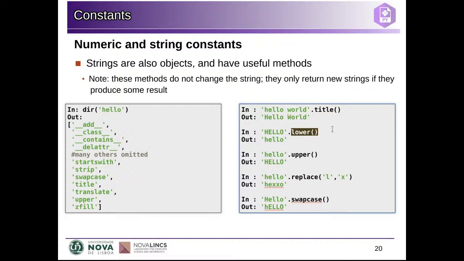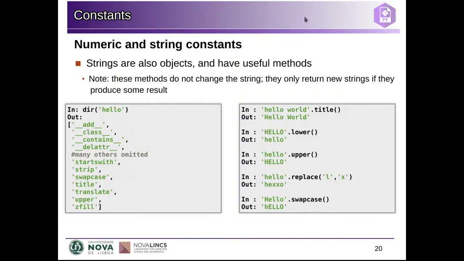If I use the lower method, I convert everything to lowercase. If I use the upper method, I convert everything to uppercase. Replace will find occurrences of this first string and replace it with the second one, for example, replacing all the L's with X's. Swapcase will turn uppercase into lower and lower into upper, and so forth. So you see that even this basic piece of text is an object in Python that knows how to do several things, and you can use these methods if you want to do some transformations on the data.